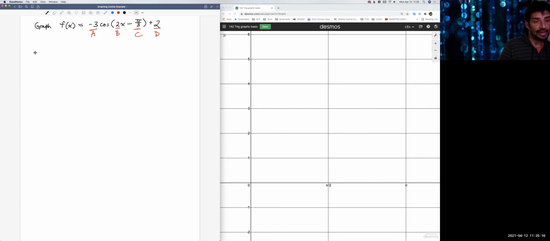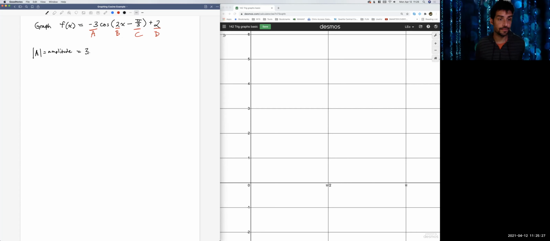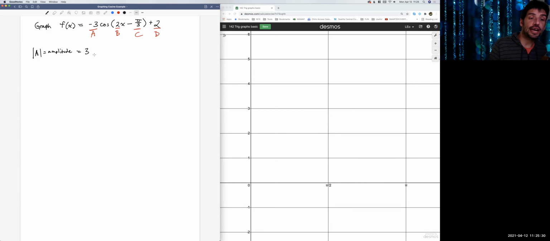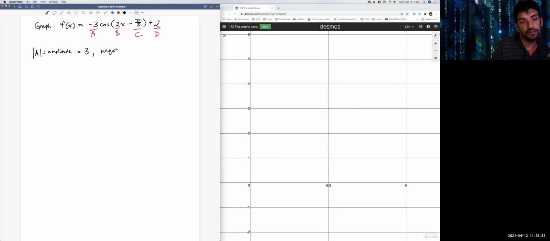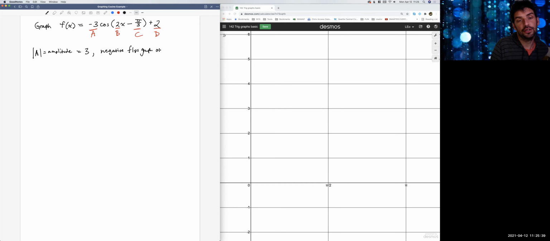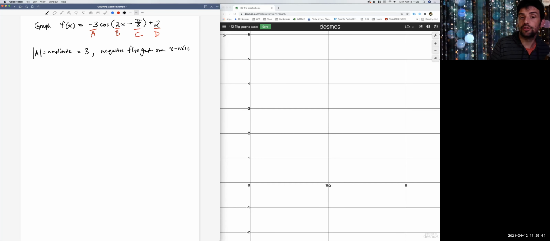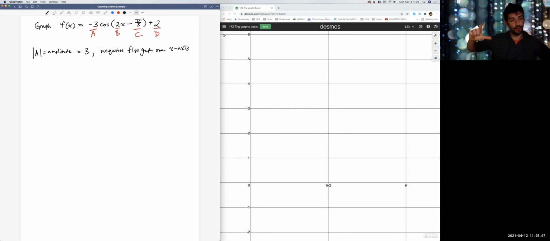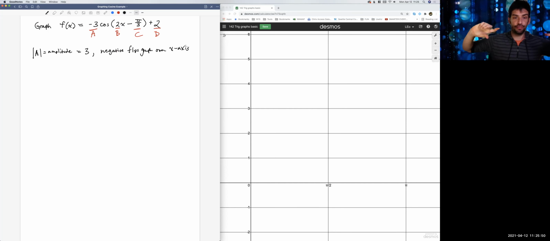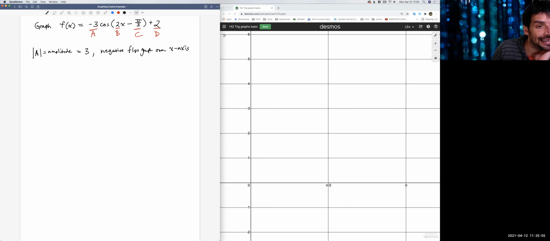A, remember, tells me the amplitude, or at least the absolute value of A is our amplitude. In this case, that's just going to be 3, the absolute value of -3. And then I'm going to make a note: the negative flips the graph over the x-axis. That's from transformations. That 3 out in the front, if we started with our regular cosine graph, would flip it vertically. So that's what our A does.